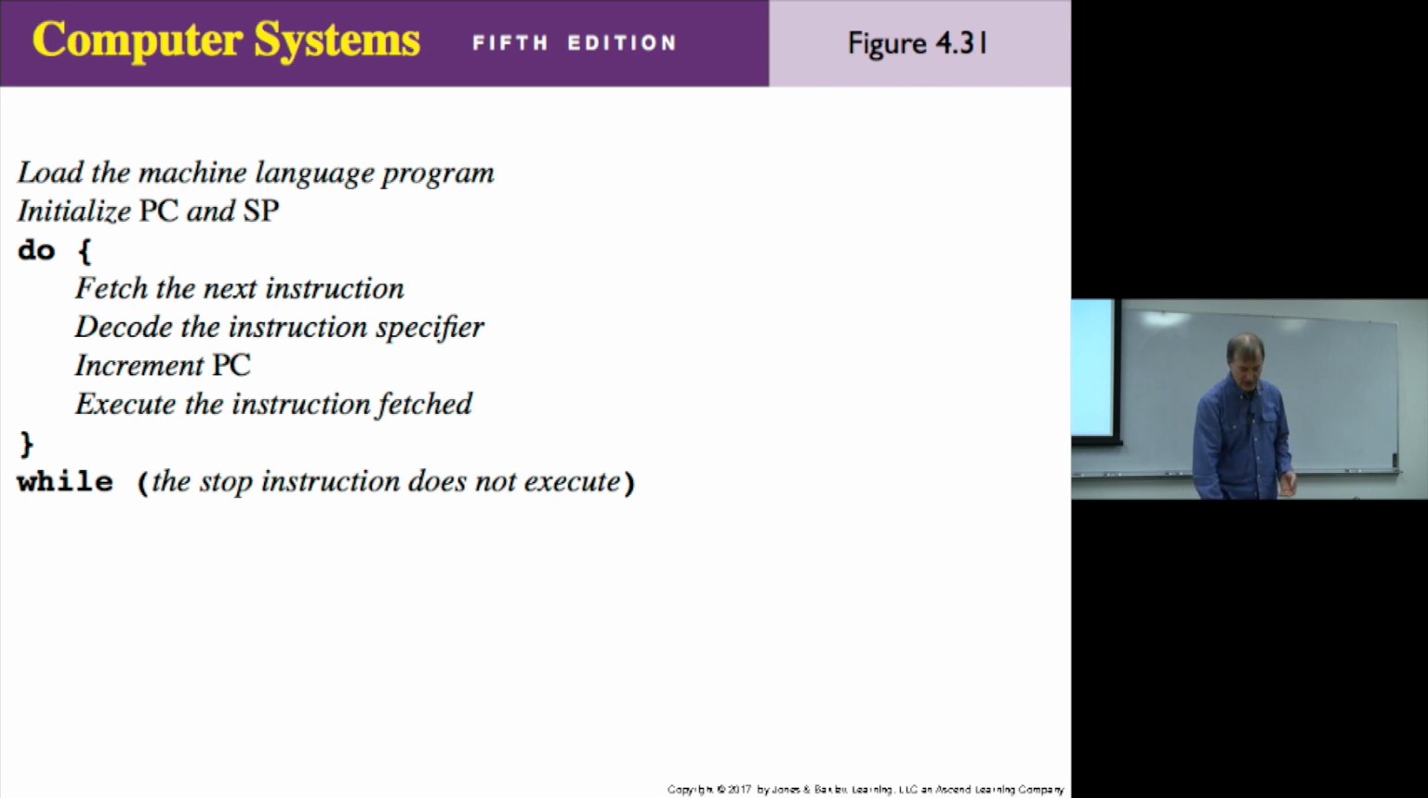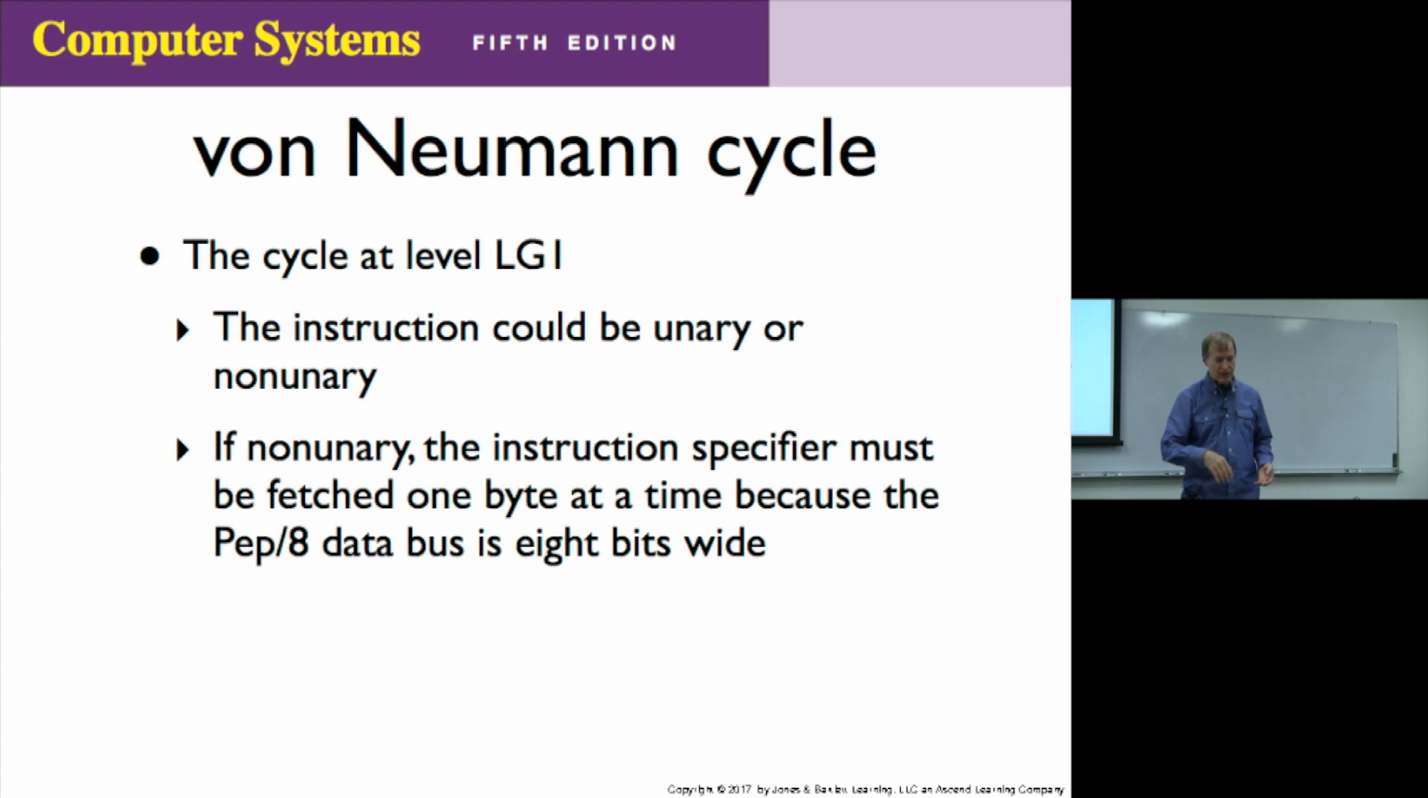So here, whenever we fetch the instruction, where do we fetch it from? From memory. But we can only fetch how many bytes at a time? Because our buses are only 1 byte. Just 1 byte. So we're either going to have to fetch 1 byte and then we'll be done, or we fetch the 1 byte and we discover that it's a non-unary instruction, in which case we have to fetch 2 more bytes. Are you with me? Because the Pep/8 data bus is only 8 bits wide.